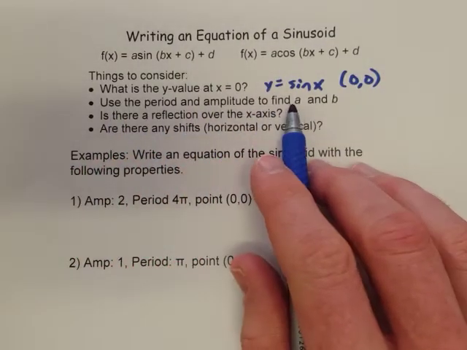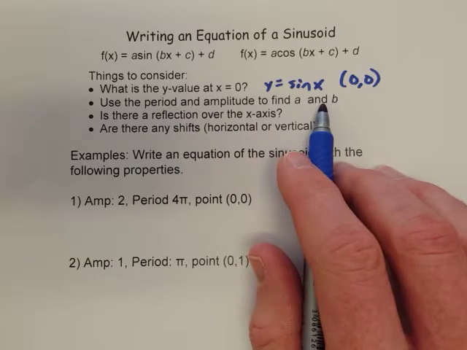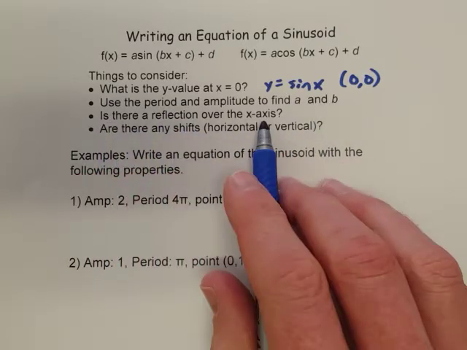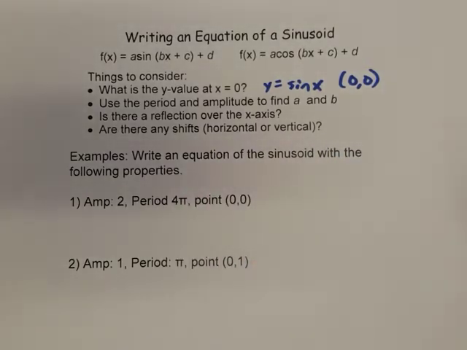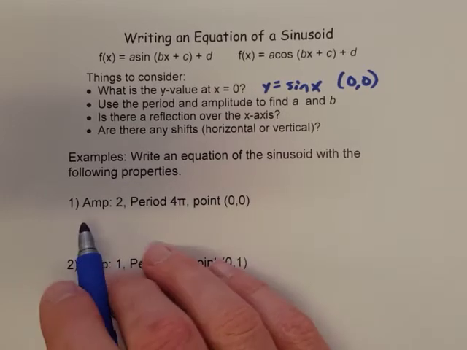Use the period and the amplitude to find a and b. We're looking if there are any reflections over the x-axis, are there any shifts, horizontal or vertical. There's lots of stuff that could go on here. We're going to try to put all of these together to write the equations for these ones. So let's start with number 1.